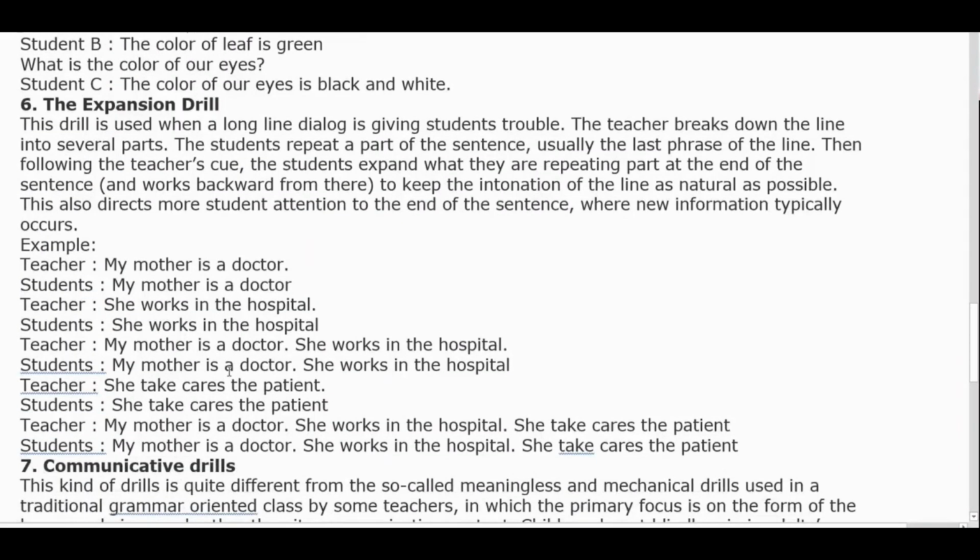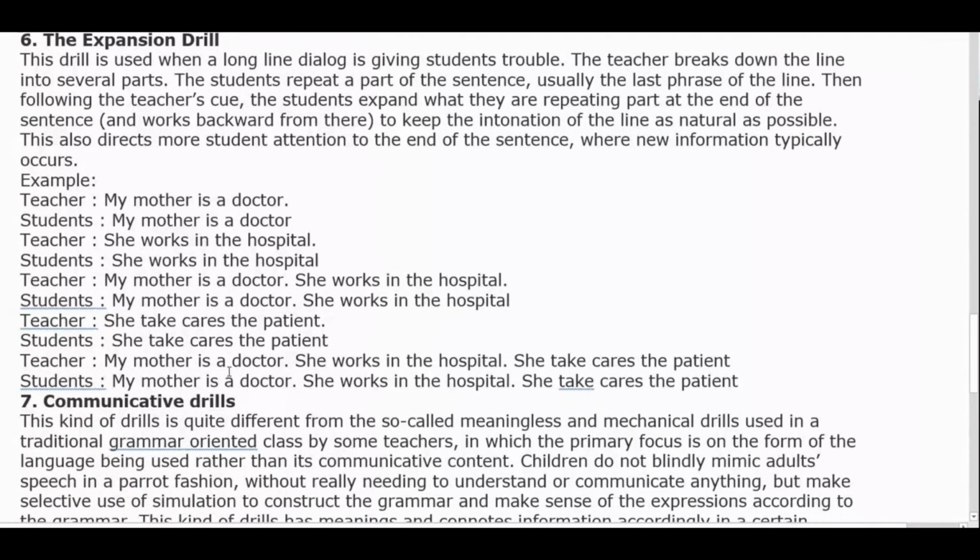The sixth type is expansion drill. Now, what is expansion? It means you are adding sentences to the one sentence. You are extending the sentence. For example, teacher says, my mother is a doctor. Student says, my mother is a doctor. She works in the hospital. Student says, she works in the hospital. Now what happens? Two sentences are spoken.